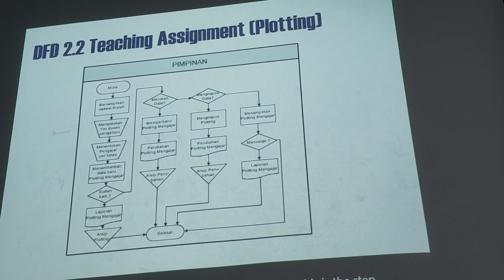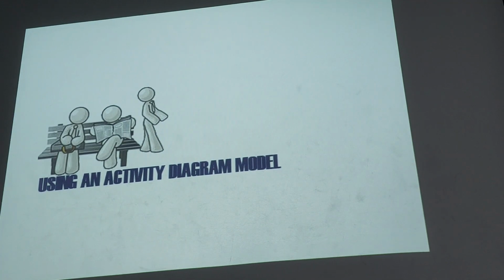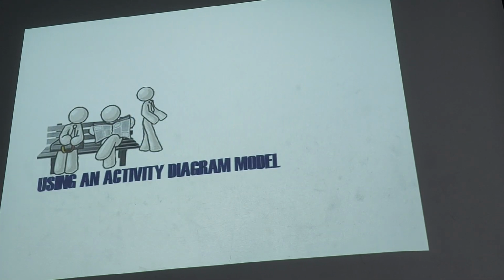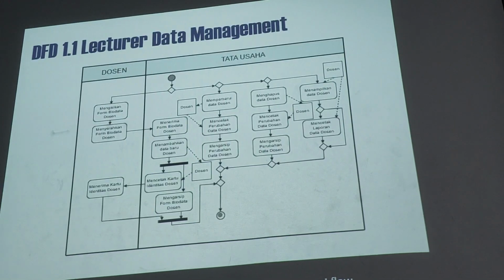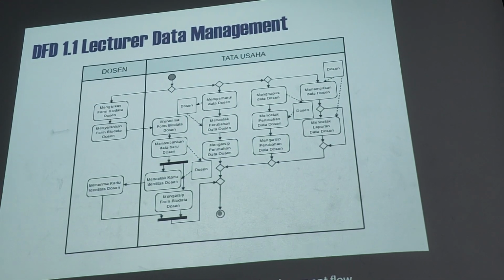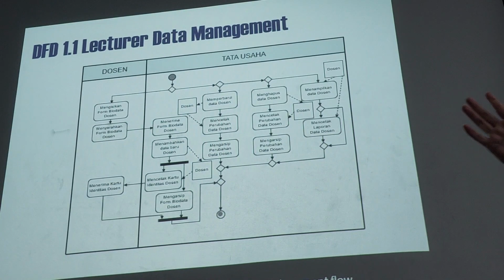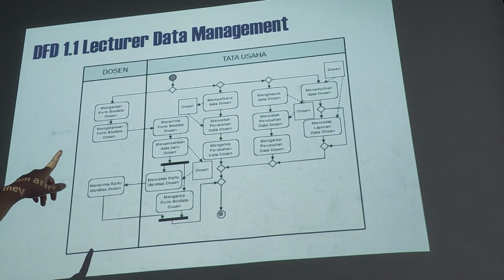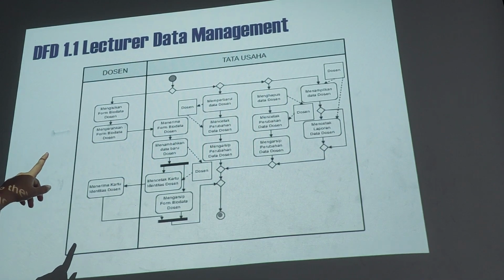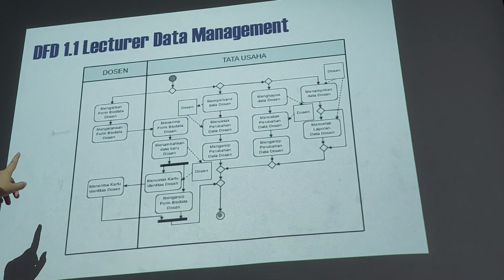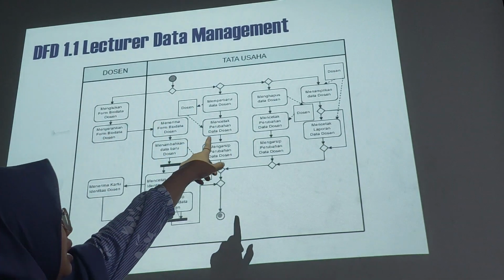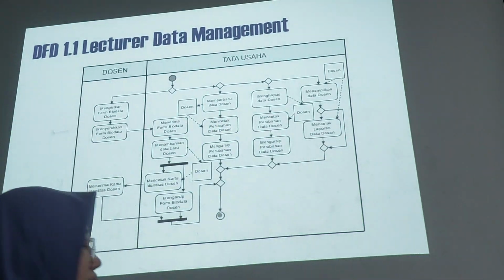This is teaching assignment, registration. This is the document flow diagram, and then we use an activity diagram like this. So they use different symbols. The first one is start, and then they will choose whether they add new data, update data, delete data, or only read the data.